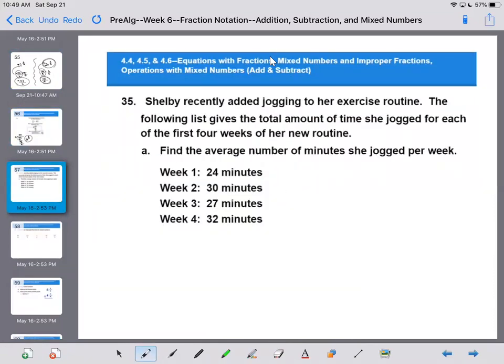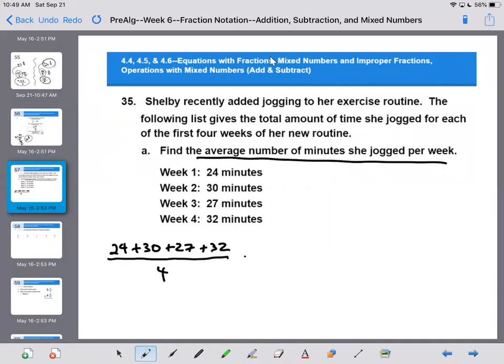So here's where we're looking at some application with this. Find the average number of minutes you jog per week. So this would be 24 plus 30 plus 27 plus 32. And this would be the first 4 weeks of her routine. So find the average number of minutes she jogged per week. Well, you're dealing with 4 weeks, right? So you're going to divide by 4 to get that average amount.